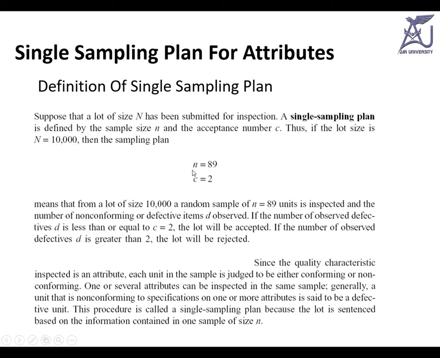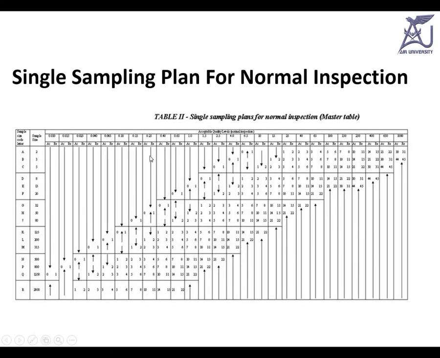That means if I select a sample of 89 and start inspecting those 89 products, if I find 2 or fewer defectives, then I will accept the whole lot. If the defectives are more than 2, then I will reject the whole lot. So this C is basically the cutoff point. That means the acceptance number is 2 or less. But if the defective number is more than 2, then all the way you will reject the whole lot.